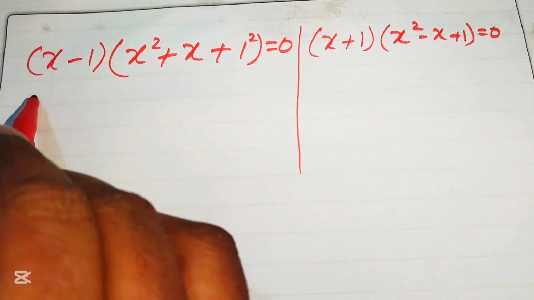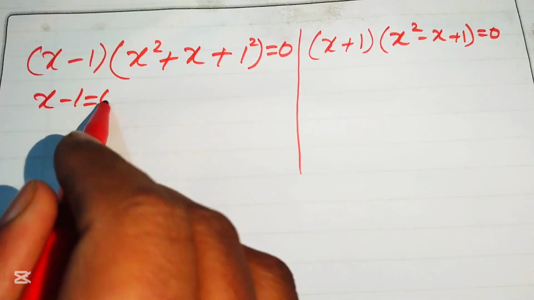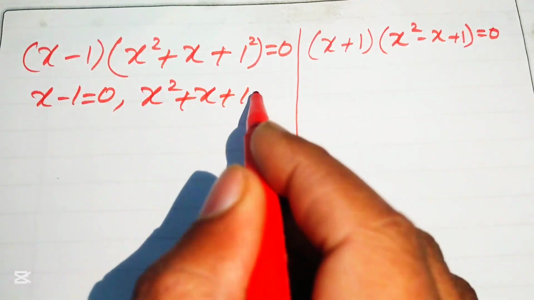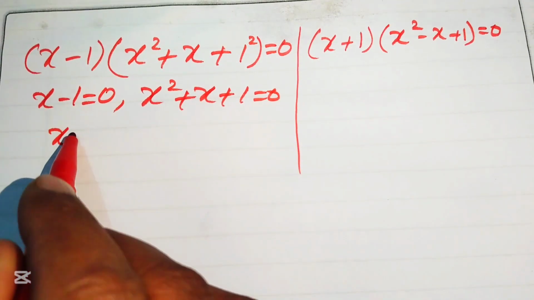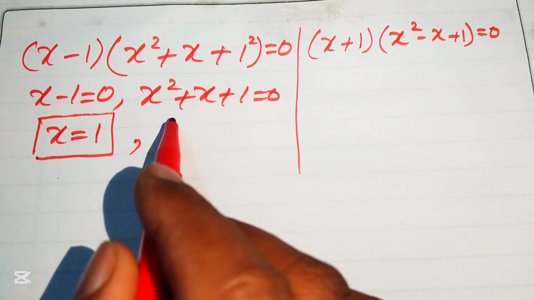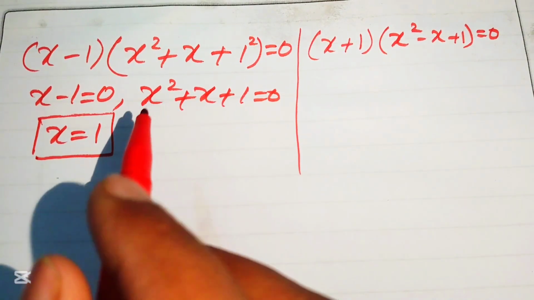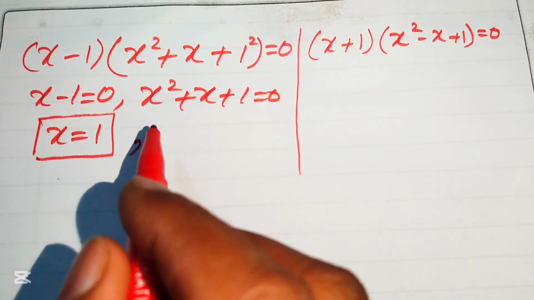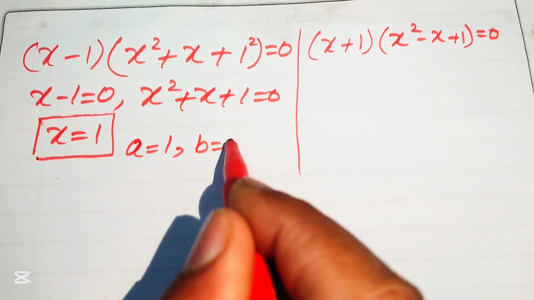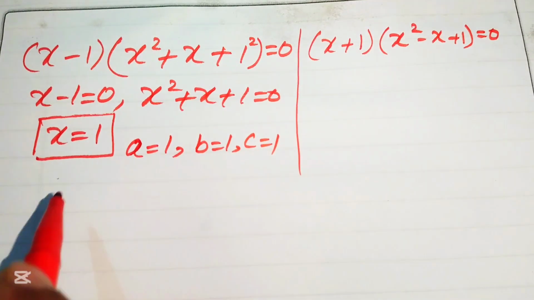Here you have x minus 1 equals to 0 and x square plus x plus 1 equals to 0. Here we easily get the value of x equals to 1. And in this case we can use the quadratic formula. Here we write the coefficients of this equation, and its coefficients are a equals to 1, b equals to 1, and c equals to 1.